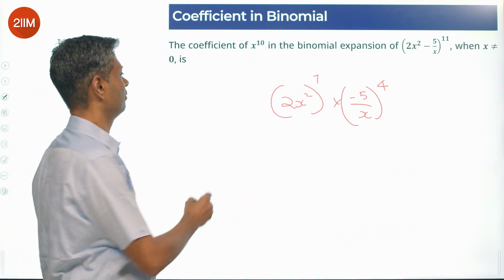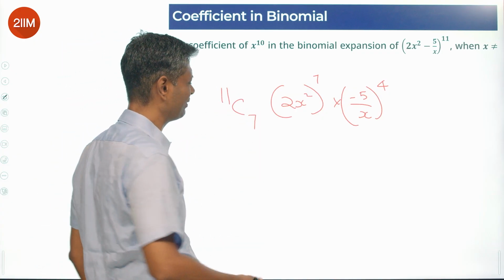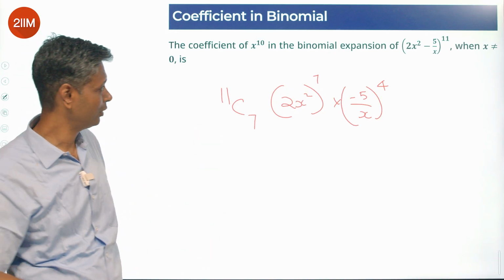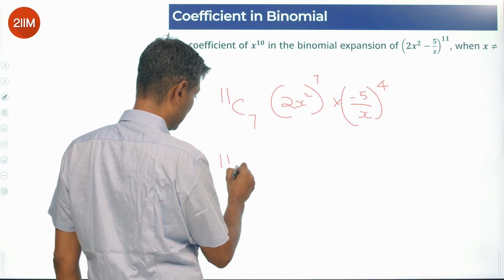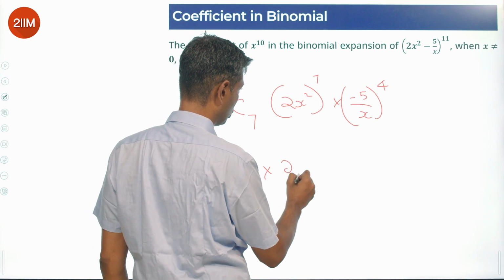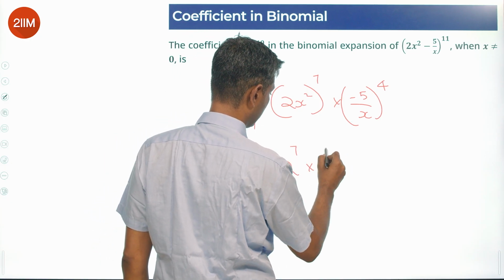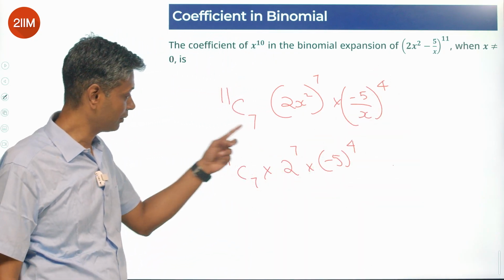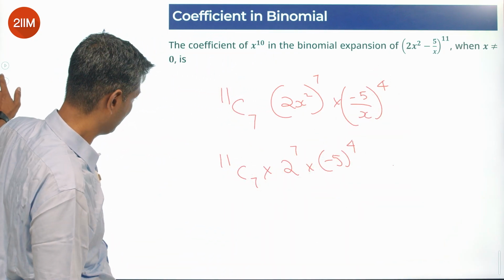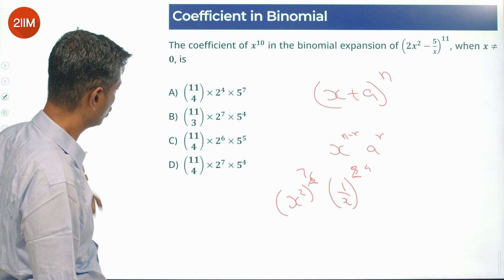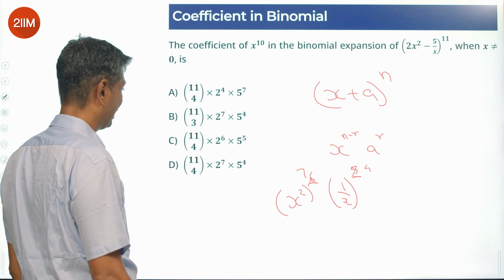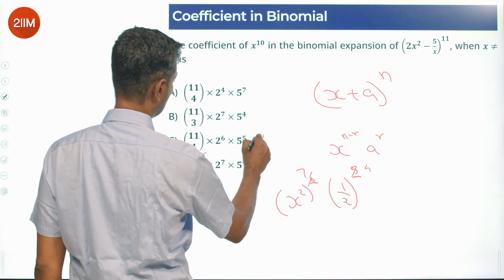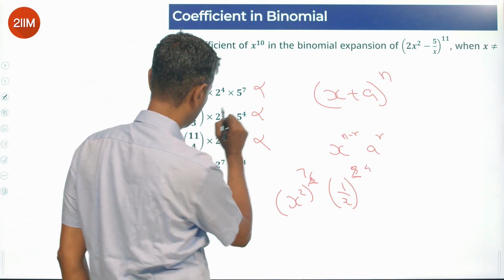When will this happen? When we are dealing with 11C7 or 11C4, doesn't matter. 11C7 is equal to 11C4, the symmetric expression. So our answer should be 11C7 into 2 power 7 into (−5) power 4 into x power 10. That's what we want. So the answer is 11C7 into 2 power 7 into 5 power 4. 11C7 is 11C4. This is the answer. Not this, not this, not this.